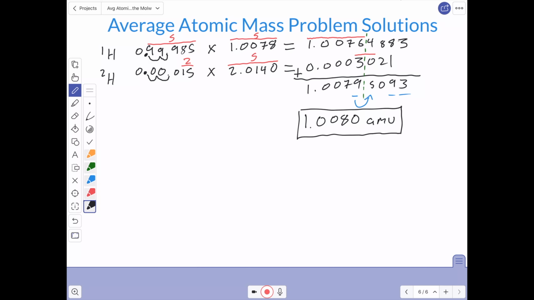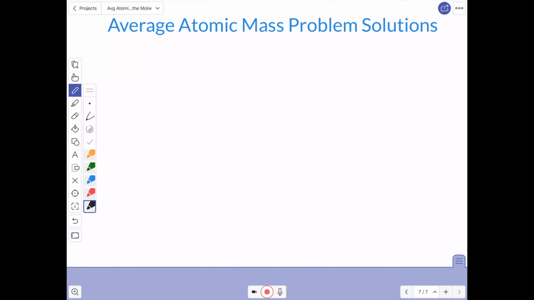So now we have a strategy down. Let's go ahead and practice again on our second practice problem. Okay, for our second problem, we want to find the average atomic mass of carbon, given its 2 stable isotopes. So we're going to follow the same strategy. We're going to list our 2 isotopes, carbon-12, carbon-13. We're going to write our percent abundances.